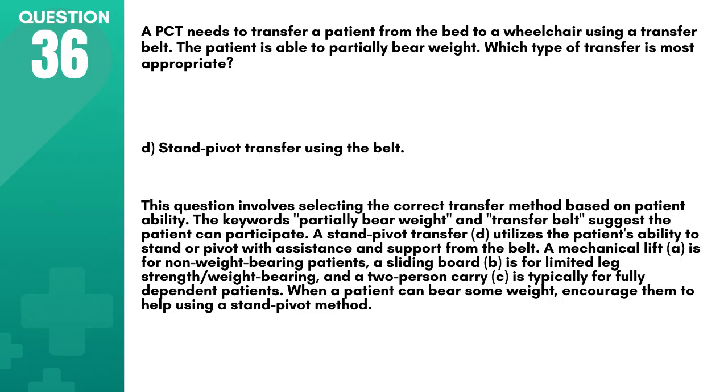A mechanical lift, A, is for non-weight bearing patients, a sliding board, B, is for limited leg strength or weight bearing, and a two-person carry, C, is typically for fully dependent patients. When a patient can bear some weight, encourage them to help using a stand pivot method.